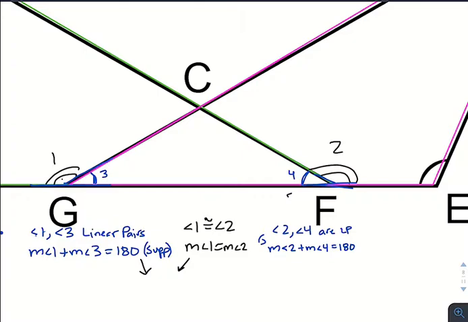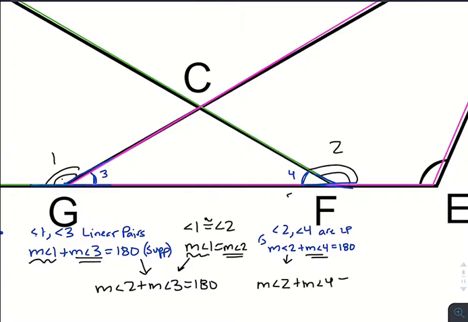We really want to show 3 and 4 are the same thing. If I bring these two together, I can actually exchange 1 for 2. And so the rewritten equation here says the measure of angle 2 plus the measure of angle 3 is equal to 180 degrees. Okay, and this already says that the measure of angle 2 plus the measure of angle 4 is equal to 180 degrees.